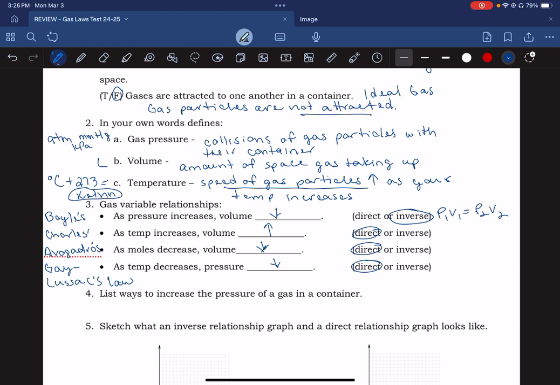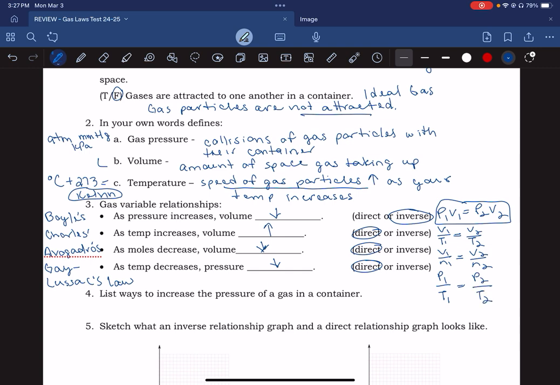When you have an inverse relationship, your formula looks kind of like this. But when you have a direct relationship, we have more of this division set up. So for Charles, it is V1 over T1 equals V2 over T2. And you will have these formulas to reference. And then for Avogadro's, we have V1 over N1 equals V2 over N2. And then finally, we have Gay-Lussac's law, which is a direct relationship between pressure and temperature. So P1 over T1 equals P2 over T2.